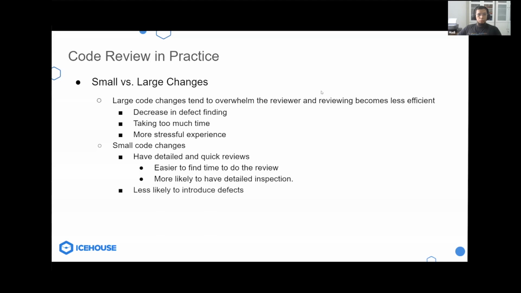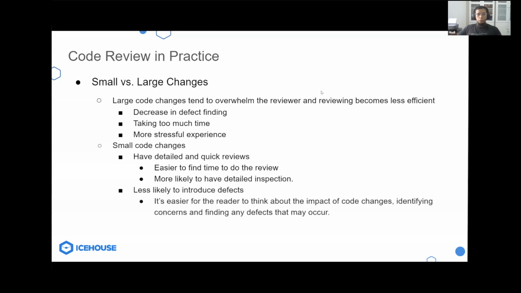Now, it will also be less likely to introduce defects. With fewer changes, it's easier for the reader to think about the impact of code changes, identifying concerns and finding any defects that may occur. And also it will be easier and faster to merge. Smaller code changes means taking less time to work on it and less likely to cause conflicts when submitting to the code base.